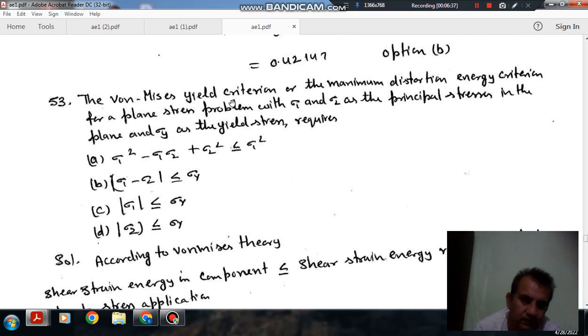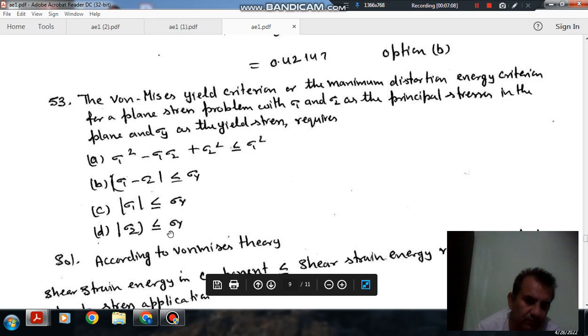Next, the von Mises yield criteria or maximum distortion energy criteria for a plane stress problem with sigma 1 and sigma 2 as principal stresses in the plane, and sigma y is the yield stress, is required. Option A: sigma 1 square minus sigma 1 sigma 2 plus sigma 2 square less than or equal to sigma y square. Sigma 1 minus sigma 2 modulus less than or equal to sigma y. Sigma 1 is less than or equal to sigma y. Sigma 2 is less than or equal to sigma y.